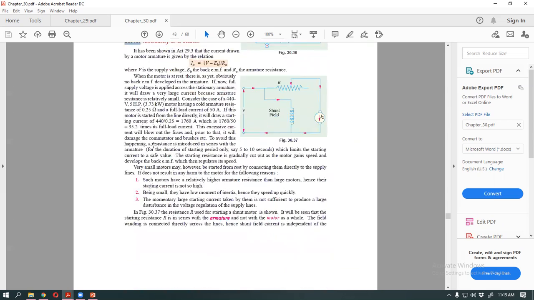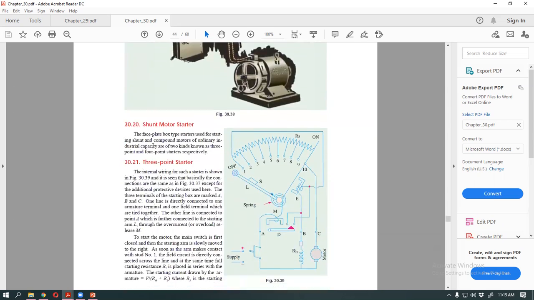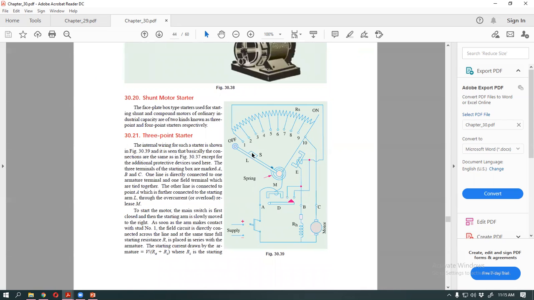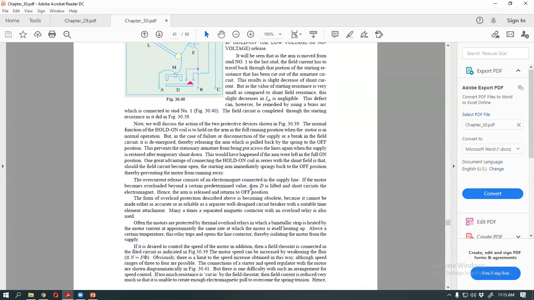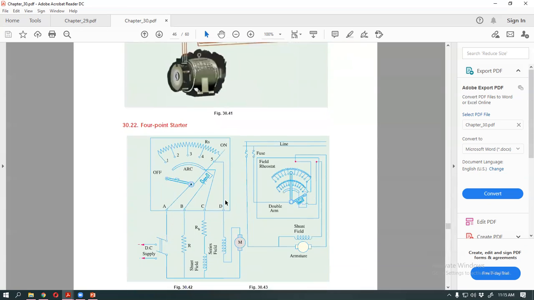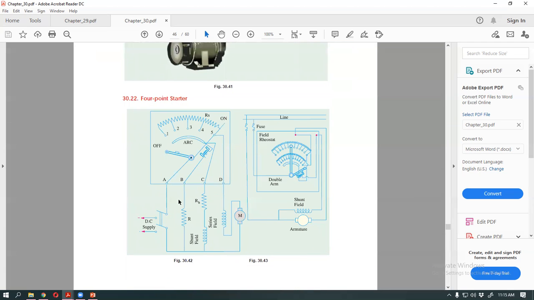So it also must be described: the 3-point starter with this diagram and the 4-point starter with this diagram. We have to draw them. Yes, they must be drawn. Okay, sir, the 4-point starter and the 3-point starter.